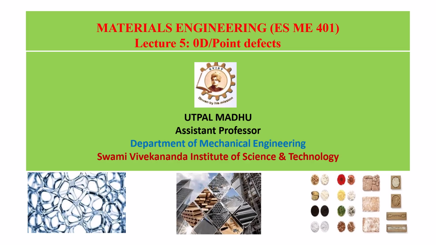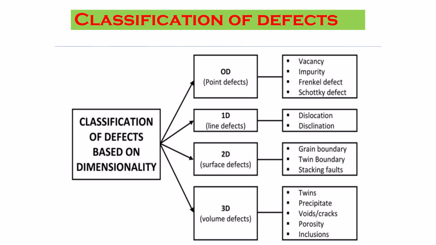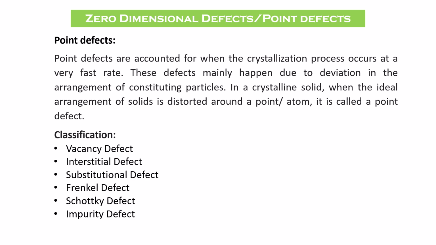Today I shall discuss zero-dimensional defects or point defects. Defects can be classified as zero-dimensional, one-dimensional, two-dimensional and three-dimensional defects. For zero-dimensional defects there are many types, like vacancy, interstitial, impurity, Frenkel, Schottky, etc. Zero-dimensional defects are also called point defects.